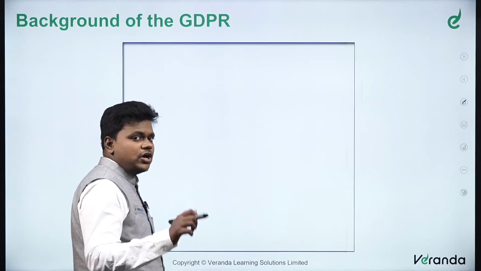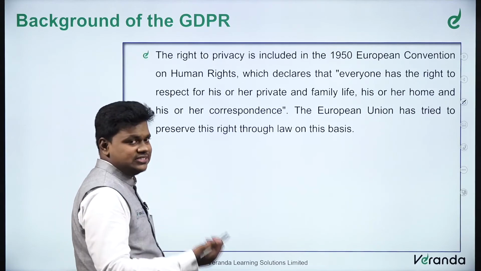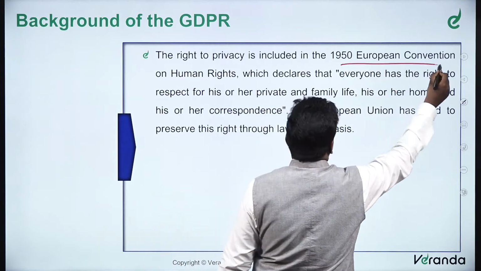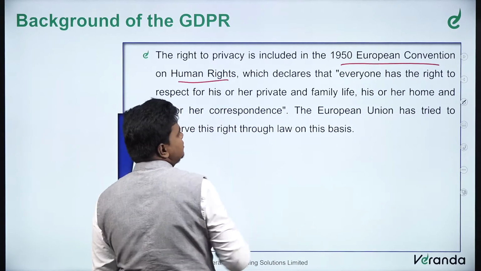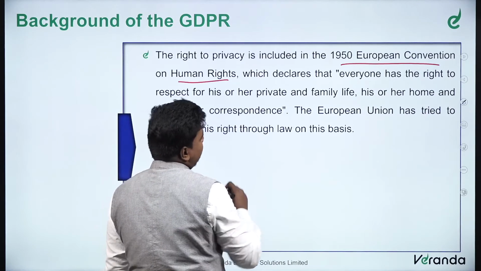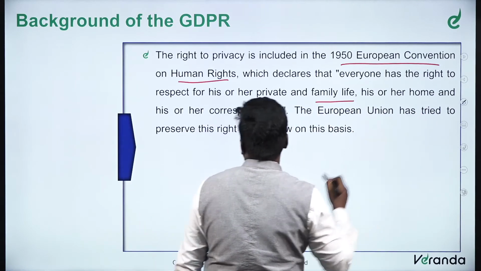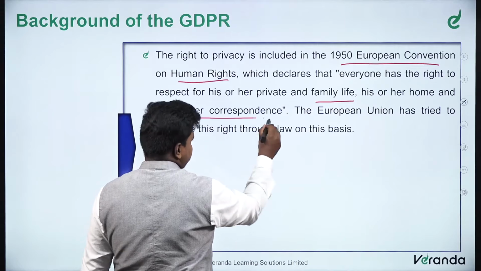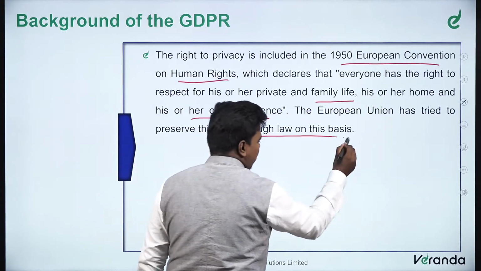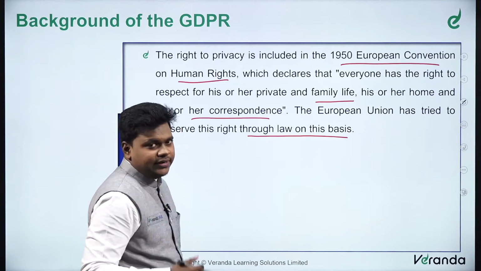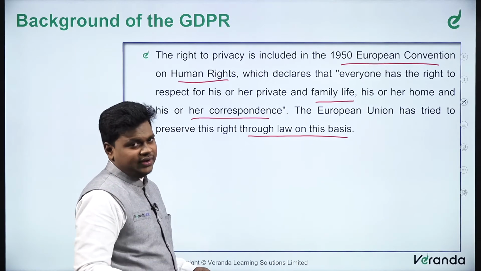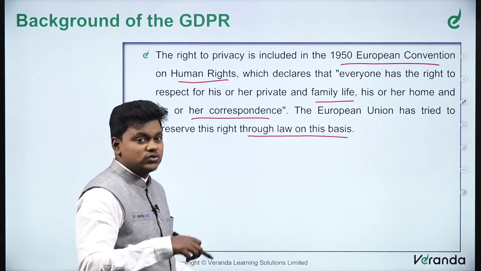Let us discuss the GDPR. What is the GDPR? The right to privacy is included in the 1950 European Convention on Human Rights, which declares that everyone has the right to respect for his or her private family life, his or her home, and his or her correspondence. The European Union has tried to preserve this right through law on this basis. So, this was created by the European Union for the European people, to safeguard the rights and privacy of the people living in those countries.